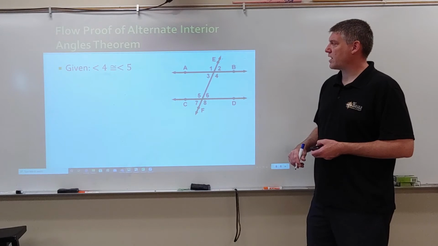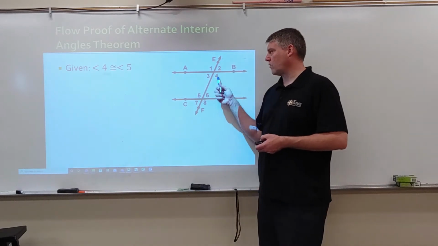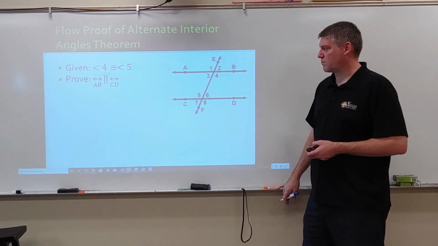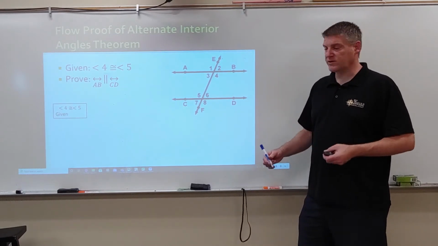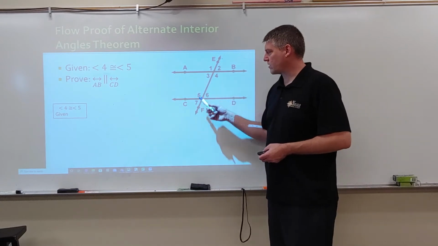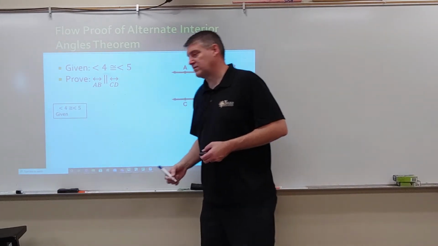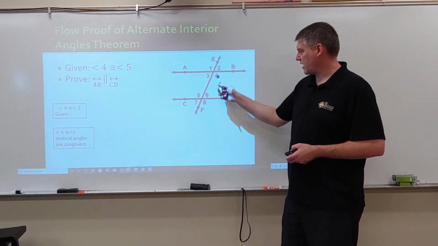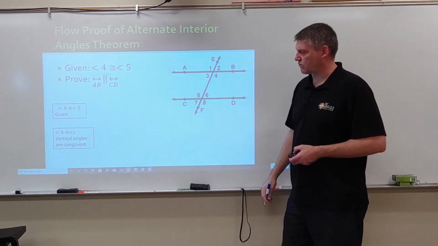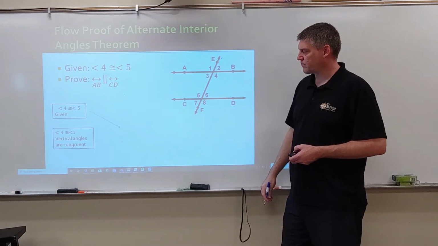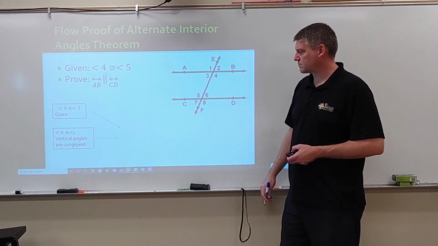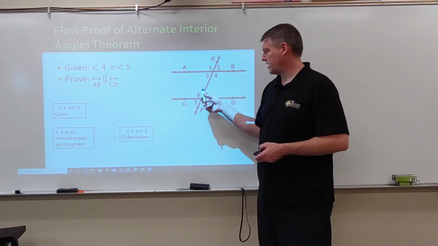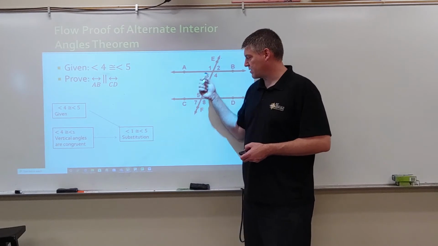Here I have angle 4 and angle 5 are congruent. I want to prove that those lines are parallel. So my first thing is given: 4 and 5 are congruent. Here I boxed it off and wrote my reason below it. My next step is angle 1 is congruent to angle 4. Those are vertical angles. Now I would say angle 1 is congruent to angle 5 because of substitution.